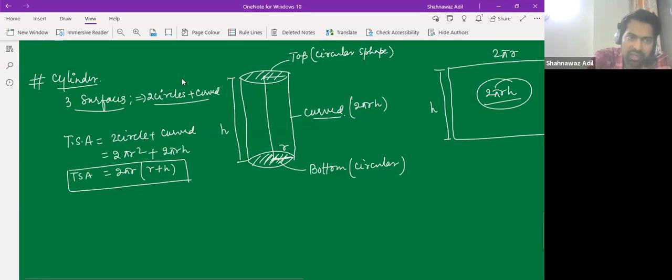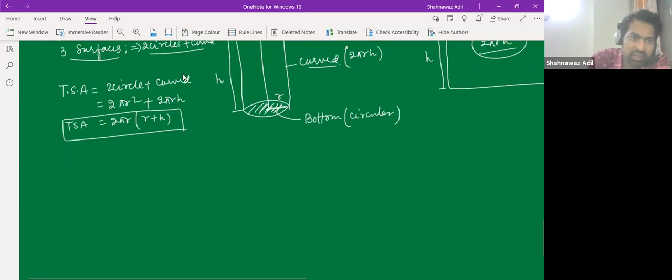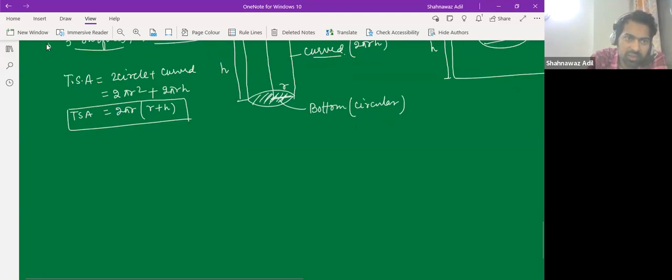And then let's say you have a cylinder which is open from above. So let's say you have this glass, right? Open from the top. So then we have two surfaces, right?